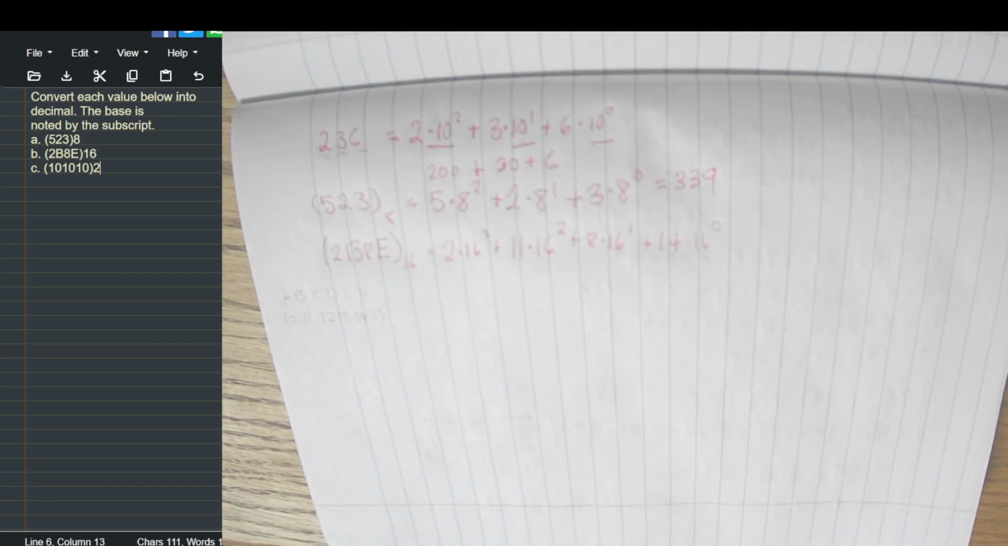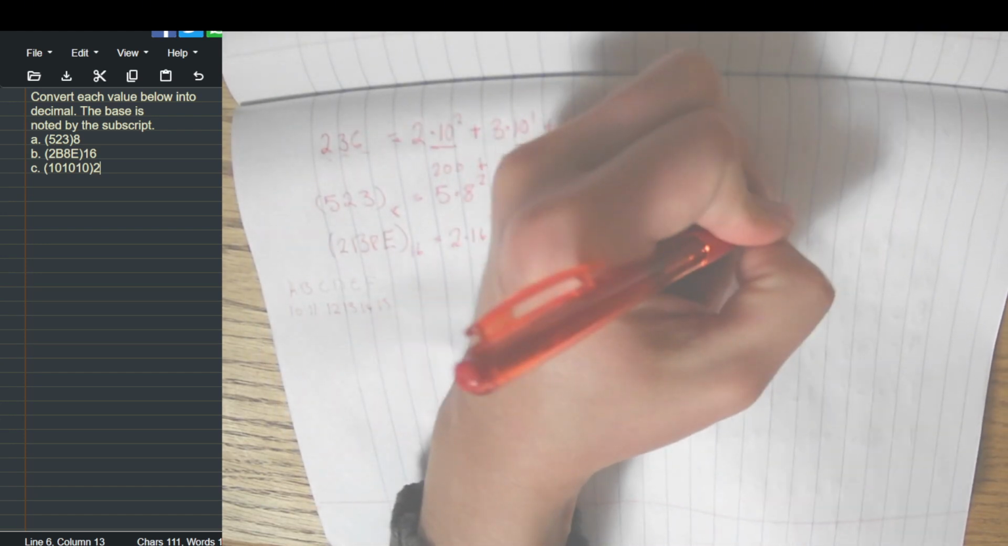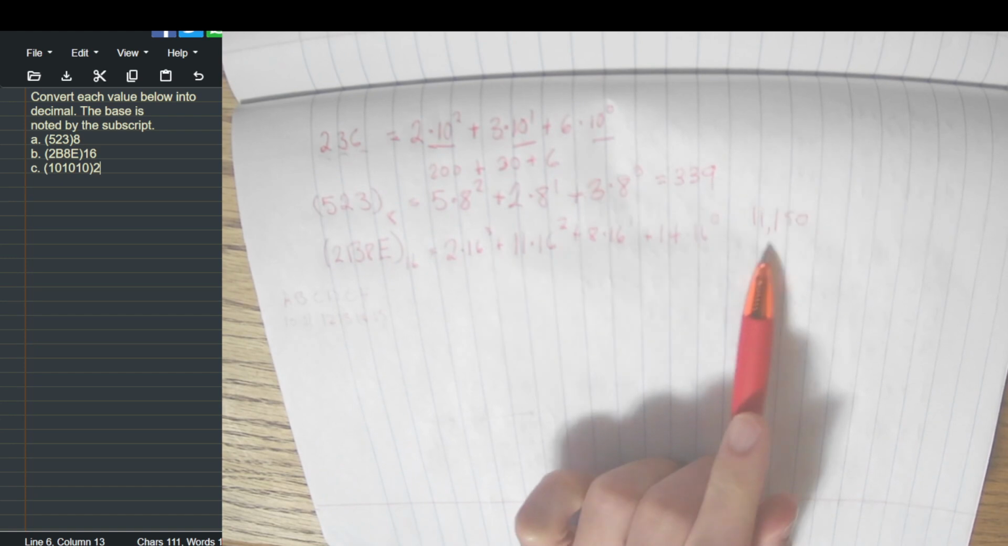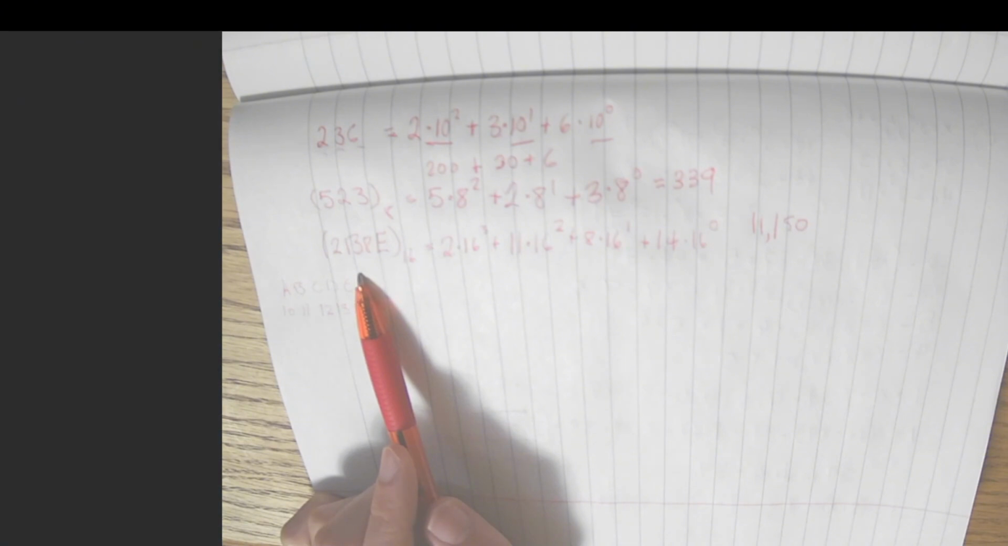And if I crunch these numbers, 16 cubed is 4096 times 2 is 8,192. Then I'm going to add 16 squared times 11 to that, which gives me 11,008. And then I'm going to add 8 times 16, which gives me 11,136 plus 14. I get 11,150 as the decimal representation of this base 16 number. I think that'll do it for converting back to decimal.